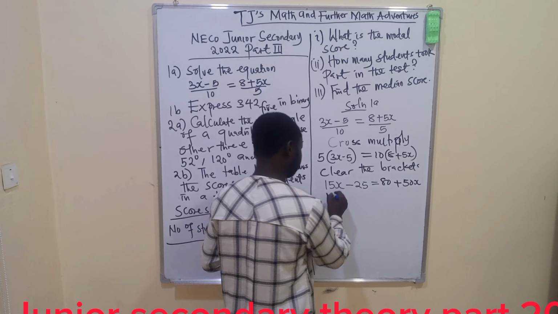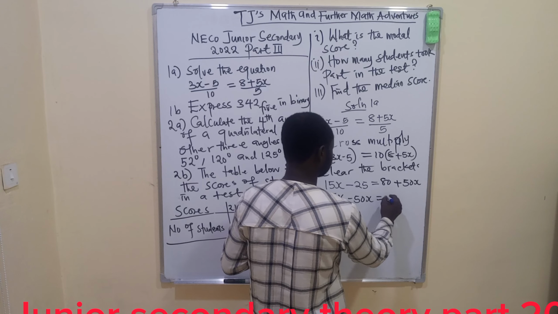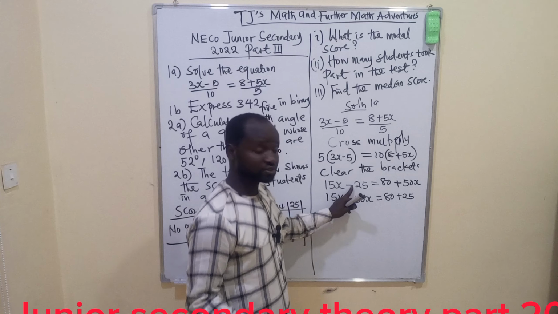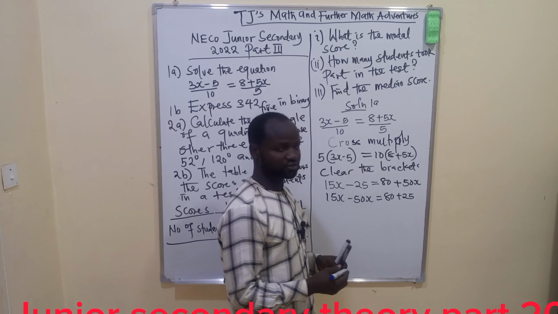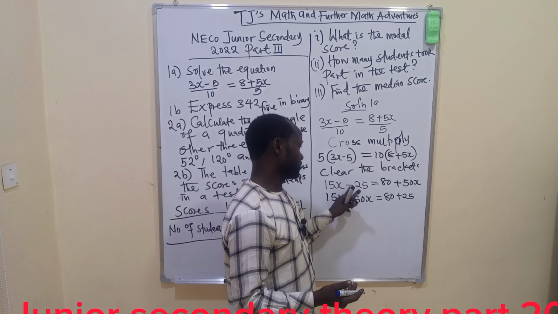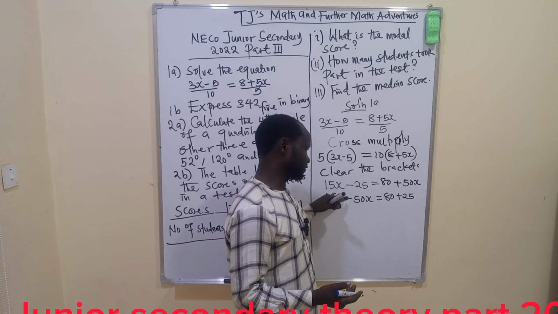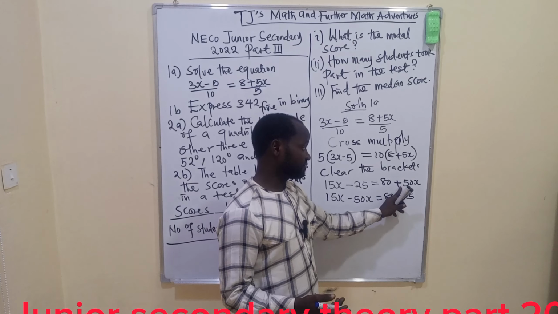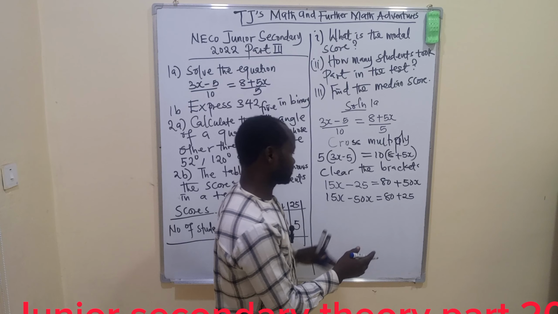So this will be 15x minus 50x equals 80 plus 25, because when this minus moves to the other side, it will become plus. When this plus moves to the other side, it will become minus. What we're actually doing is we add 25 to both sides so that this 25 will leave the left hand side. Then we subtract 50x from both sides.